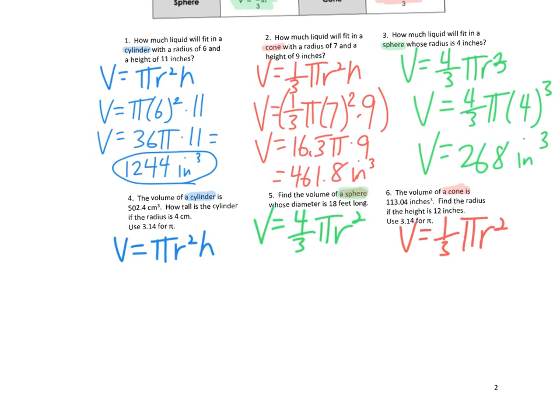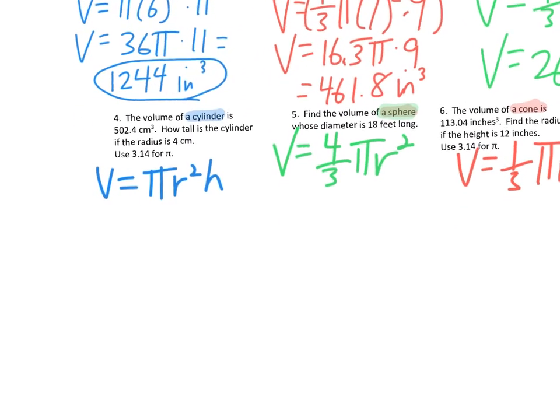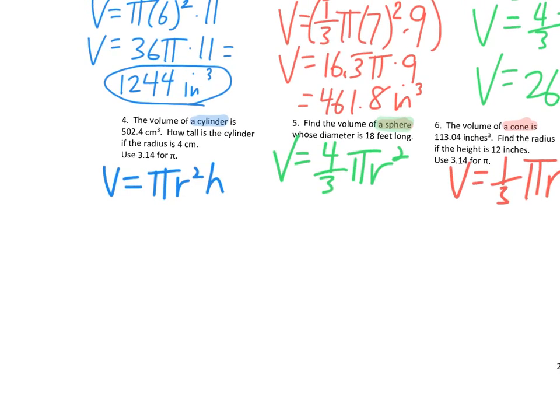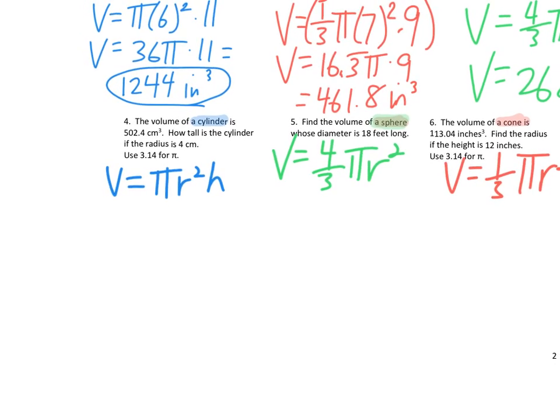All right, back down here to the cylinder, another cylinder question. It gives me the volume in this case, and it asks me for the height of the cylinder. So let's plug in what we know. 502.4 is the volume, so I'm going to plug that in for V, equals pi times 4 squared times h. So I essentially have a one-step equation to solve here. I need to simplify first, though.